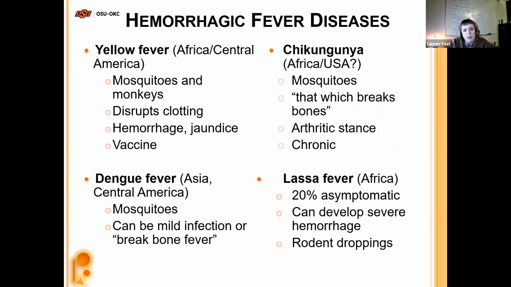Chikungunya, transmitted by mosquitoes, that which breaks bones is apparently what the word means. I remember I had brought this up previously and I said that I don't think that that's necessarily the same direct translation as the other one, but that's okay. We're not worrying about that.